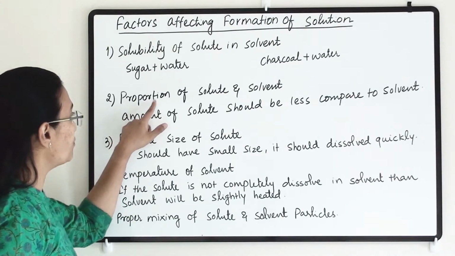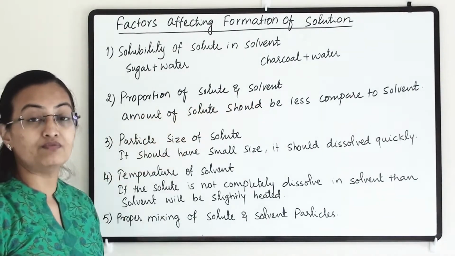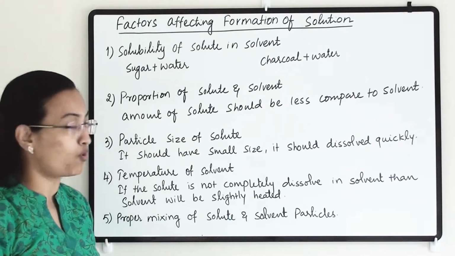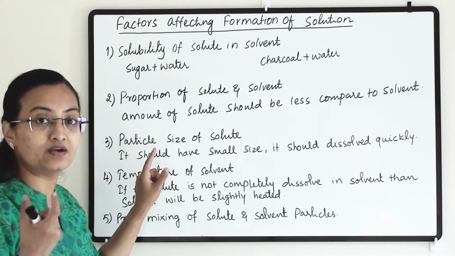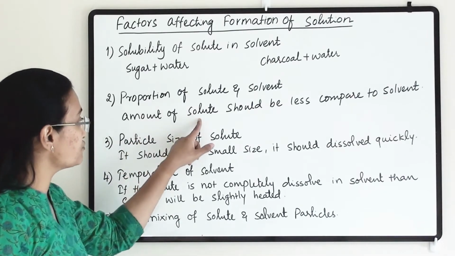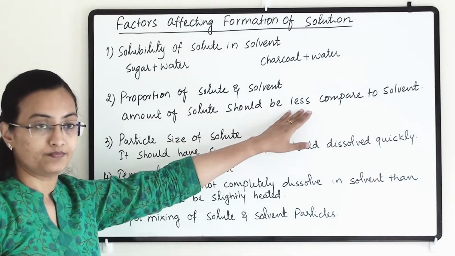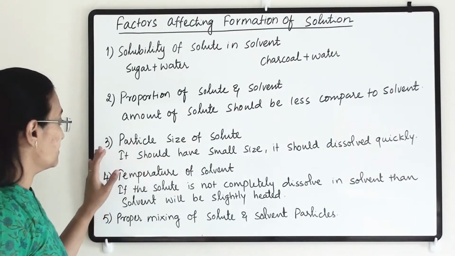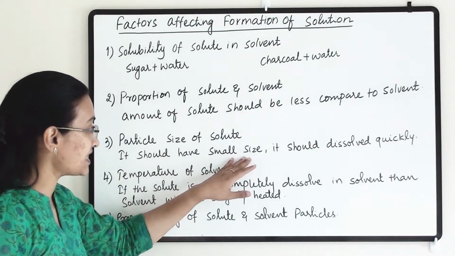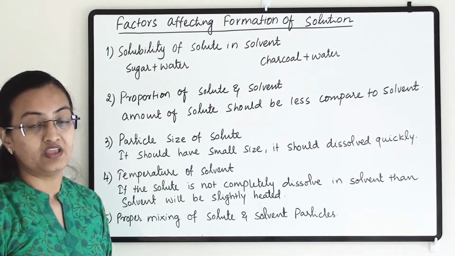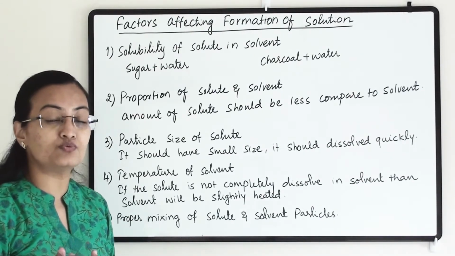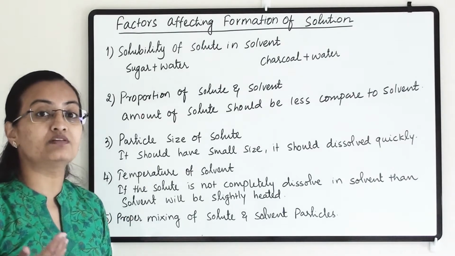Second thing is the proportion of solute and solvent. When we are making a solution, the solute should be of less amount and the solvent should be of more amount. For example, salt and water. So salt should be less compared to water. Third factor is the particle size of the solute. It should have a small size so it dissolves quickly. If the particles or crystals of the solute are very large, then it will take time to dissolve and sometimes it will remain undissolved.